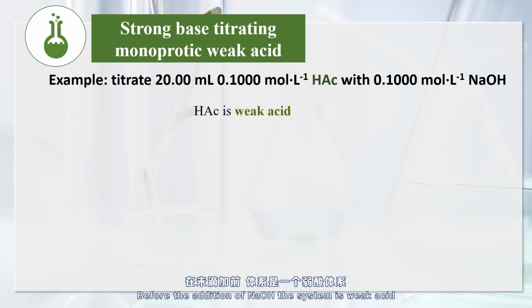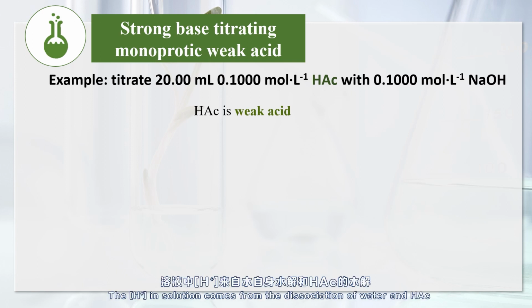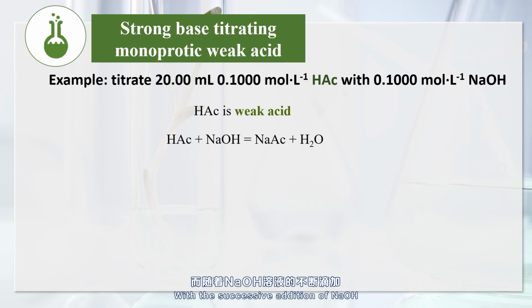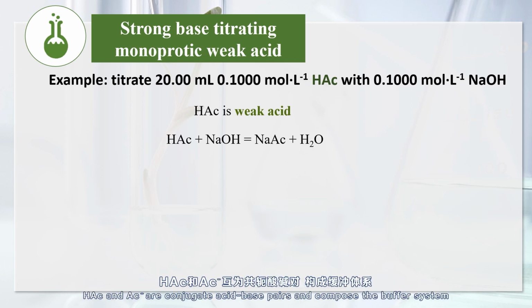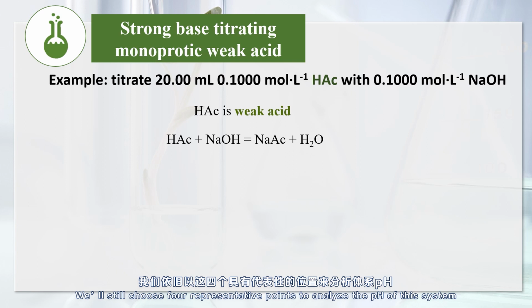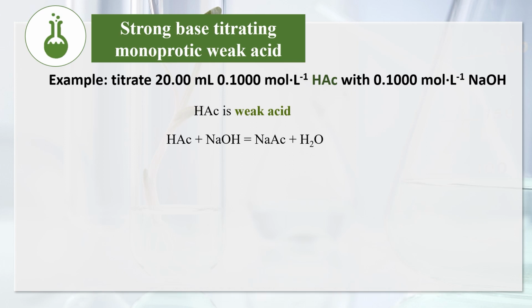Before the addition of sodium hydroxide, the system is weak acid. The hydrogen concentration in solution comes from the dissociation of water and acetic acid. With the successive addition of sodium hydroxide, acetic acid will react with sodium hydroxide to produce sodium acetate. Acetic acid and acetate are conjugate acid-base pairs and compose the buffer system. We still choose 4 representative points to analyze the pH of this system.